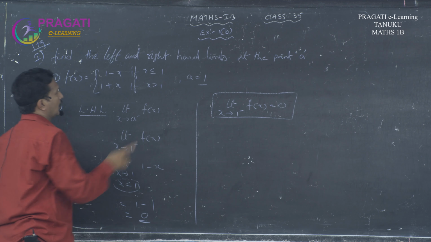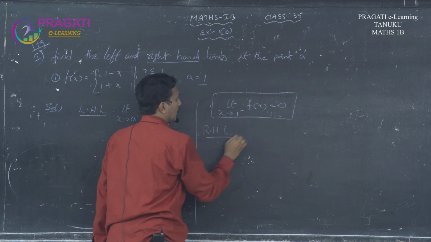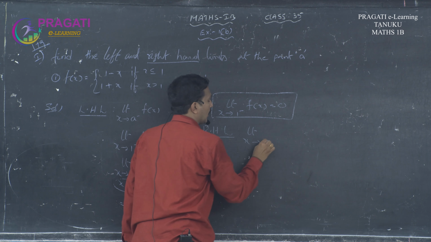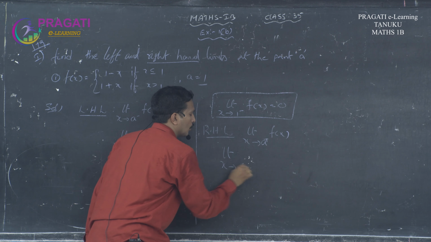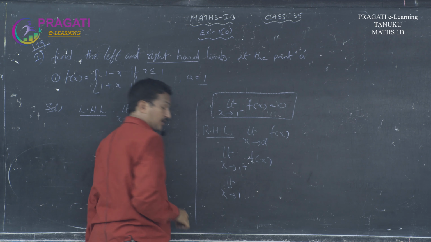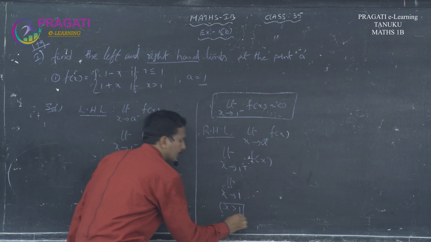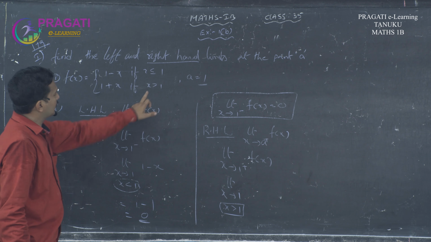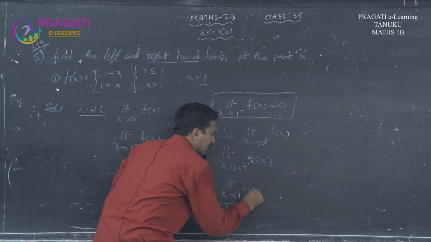And the next one is right hand limit. Here right hand limit is limit x tends to a plus f of x. That is limit x tends to 1 plus f of x. Limit x tends to 1 plus means x tends to 1 and x greater than 1. Here x greater than 1, the function to take is 1 plus x.